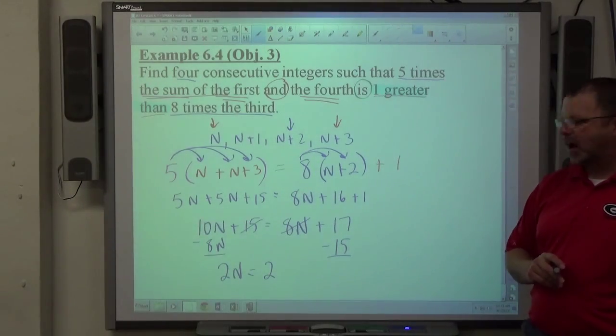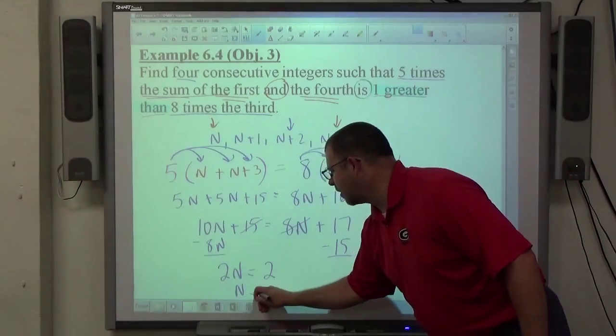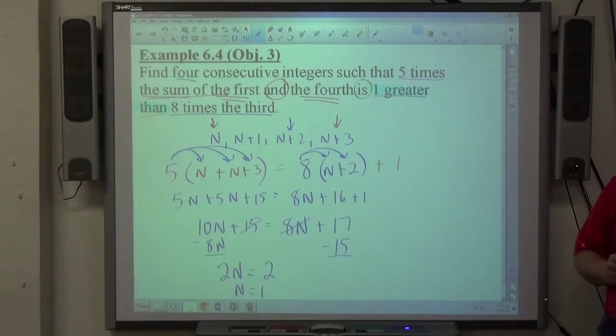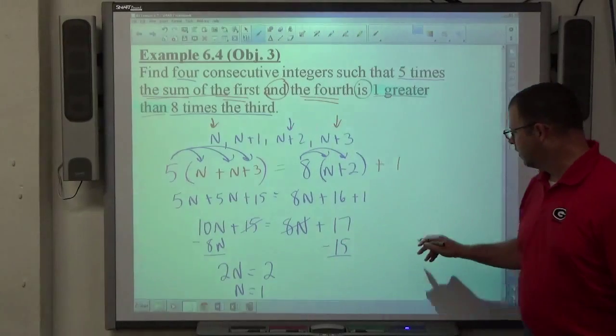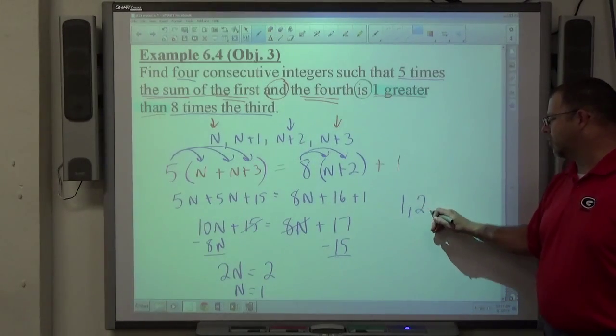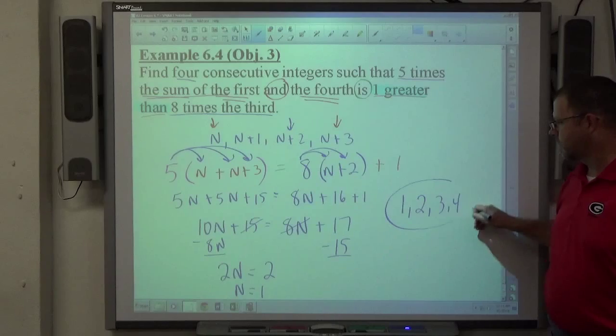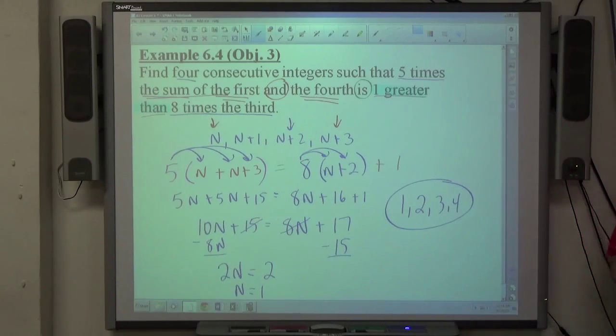At the last step, then divide by 2. 2 divided by 2 is 1. 1 is an integer. That's what we're looking for, integers. We're supposed to find 4, so the next one up is 2, then 3, then 4. You don't say n equals, right? No, just list the integers for me.